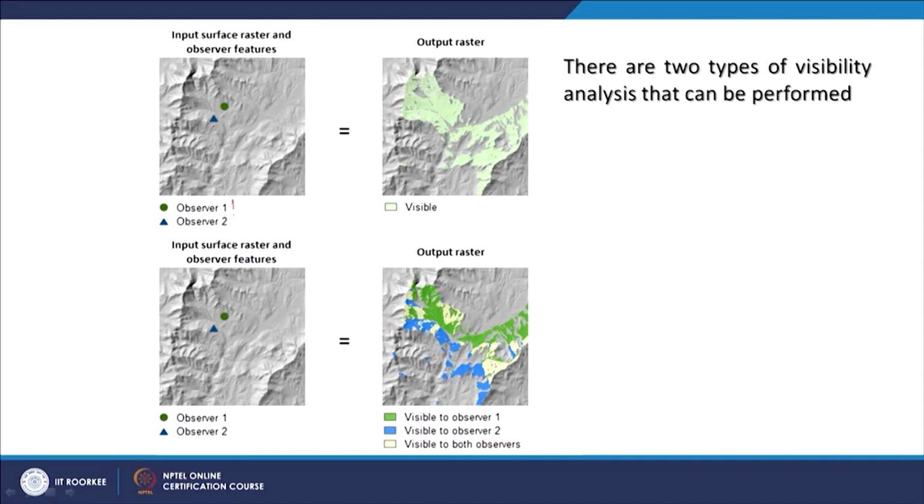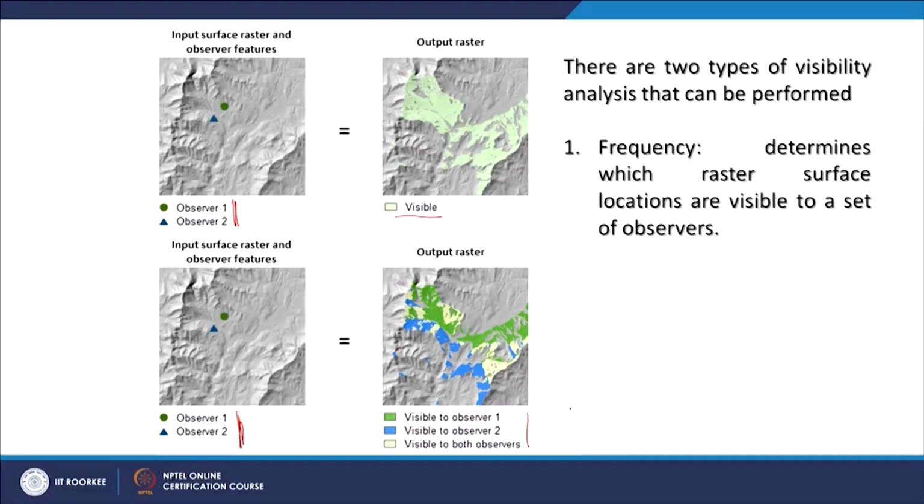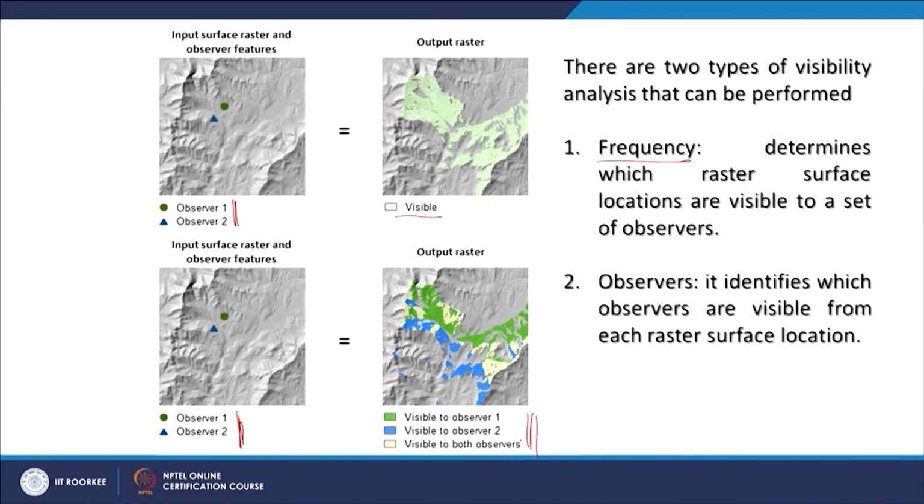Here the observer 1 and 2 are there, they have offsets, the visible area. Observer 1 and 2 are there and areas which are visible to observer 1, areas which are visible to 2, and visible to both observers. That kind of analysis can also be performed. So, there are 2 types of visibility analysis that can be performed. One is the frequency, which determines which raster surface locations are visible to a set of observers, as you can see in this example, or you can see that it identifies which observers are visible from each raster surface location.